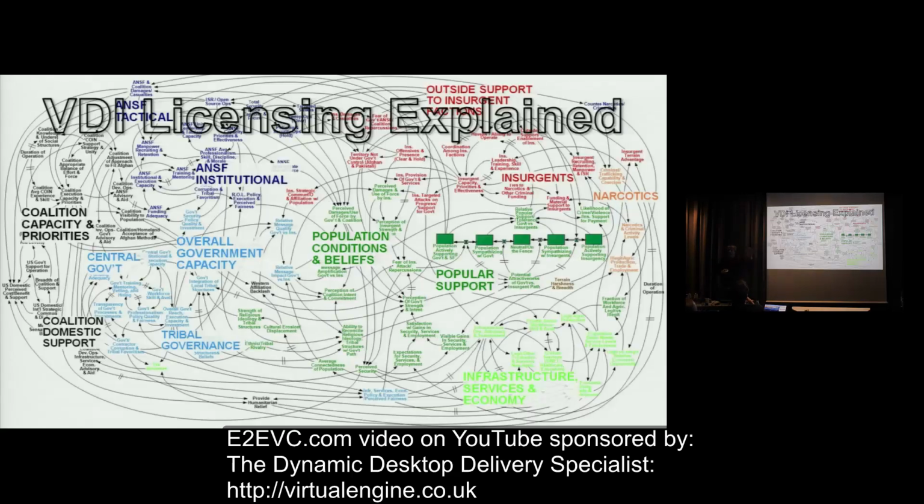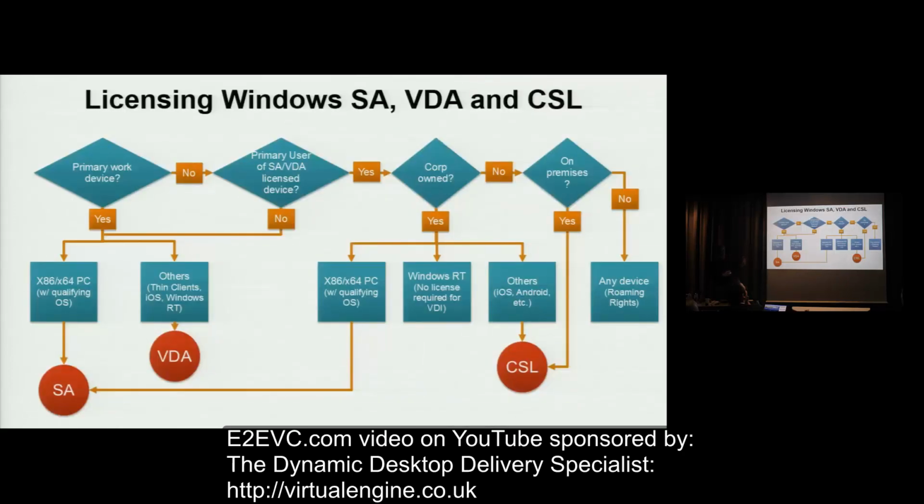Yeah, it's very simple. This is a picture of how that really works. No, seriously. This is how it really works. I tried to make it as simple as possible. Is it a primary work device? Yes. Is it a real Windows machine? Then it requires SA. If it's something else, it requires the VDA. So if something has no SA, it requires VDA if it's a primary work device. And then it goes there.